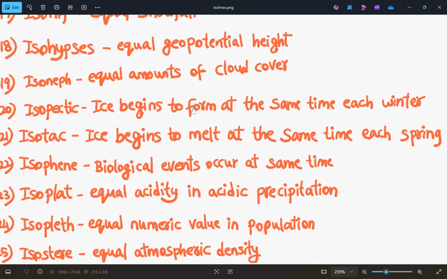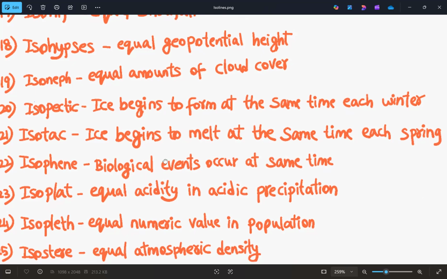And the next one is isophene. We know phenotype and genotype as we studied in biology. We can relate it to its measurement. So what does an isophene measure? It measures biological events that occur at the same time. Phene for phenotype, where do we study it? It is in biology. So isophene: phene for phenotype, and biology for biological events.